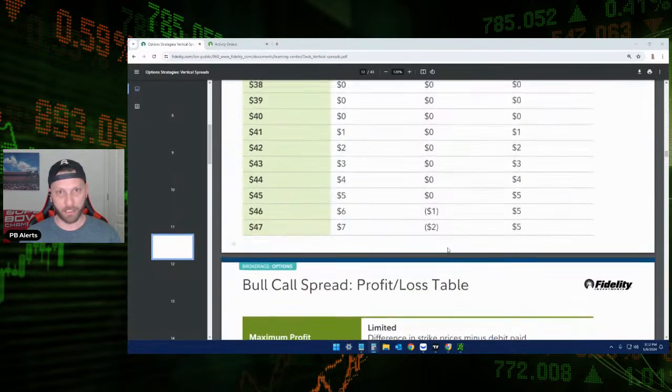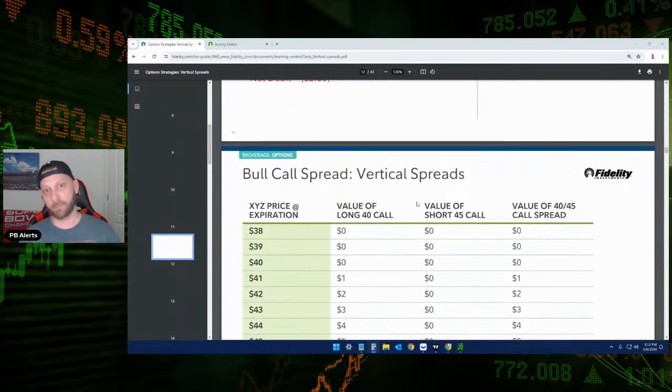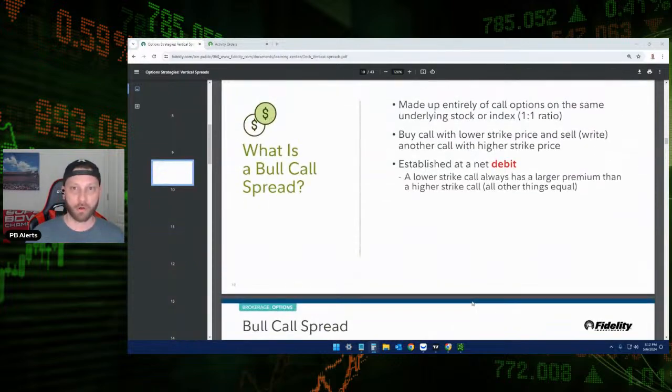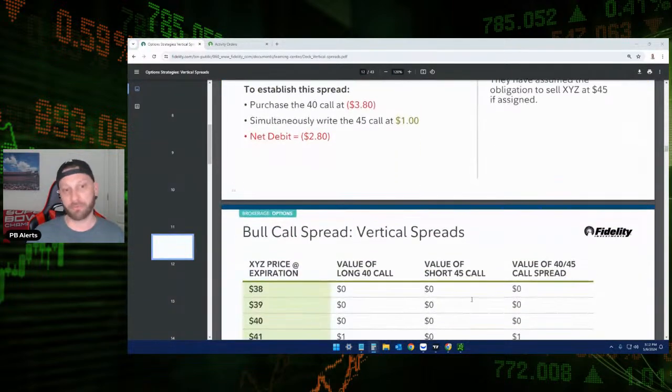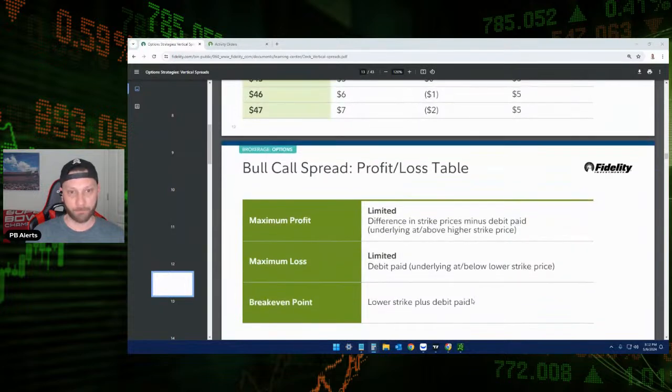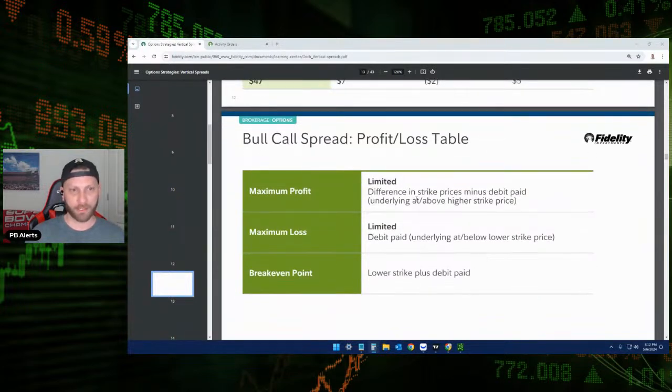Of course, the bull call spread, the call debit spread, you do this on stocks you are bullish on. With the call debit spread, the max profit is limited, but also the max loss is limited. The max profit is the difference in the strike prices, which is a 5-wide spread, so $500, minus the debit you paid, which was $280. That leaves us with a potential max profit of $220.